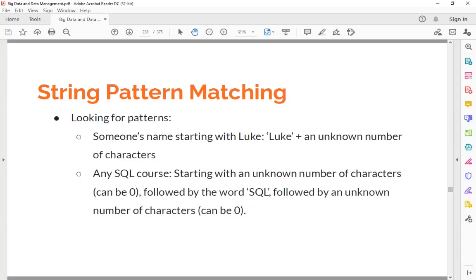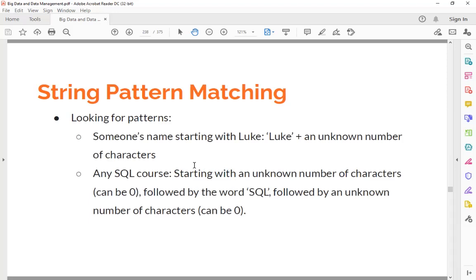Okay. A more interesting part is string pattern matching, and it's pretty much limited to strings themselves, not any other data types. In real life, we frequently ask for pattern matching. How many times do you hear someone asking, "Oh, I'm looking for someone whose name is Luke. I don't remember his last name, but I think the first name is Luke."